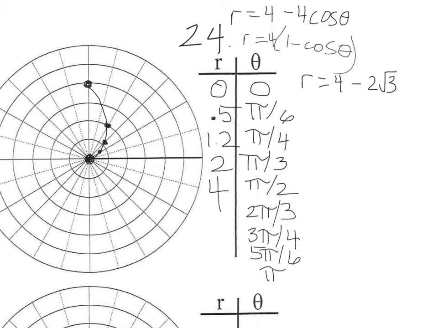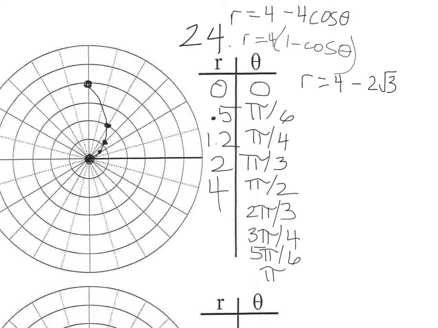Okay, so now let's look at plugging in 2 pi over 3. This is what's interesting about these. We saw with the other ones, oh, the 2 pi over 3 just mirrored the pi over 3, except it was negative rather than positive. Let's see what happens here.